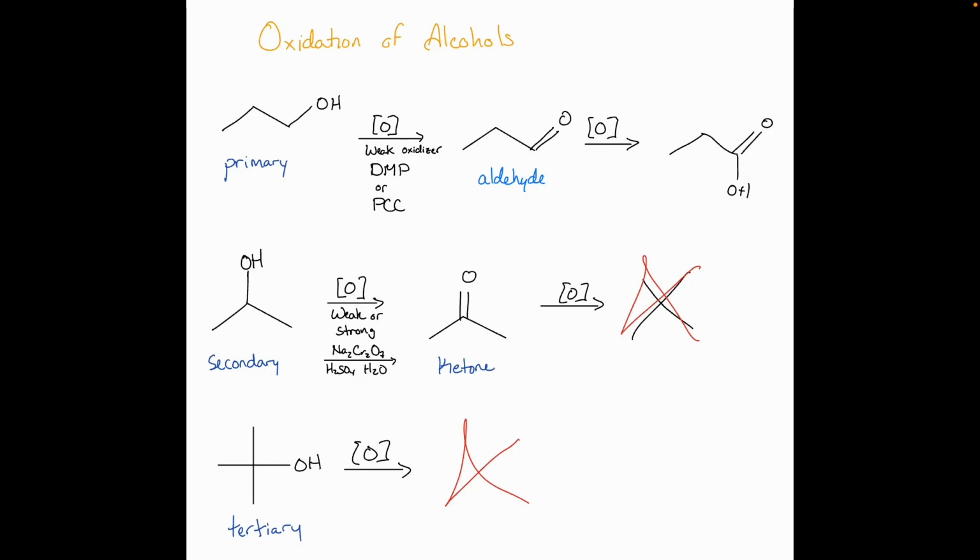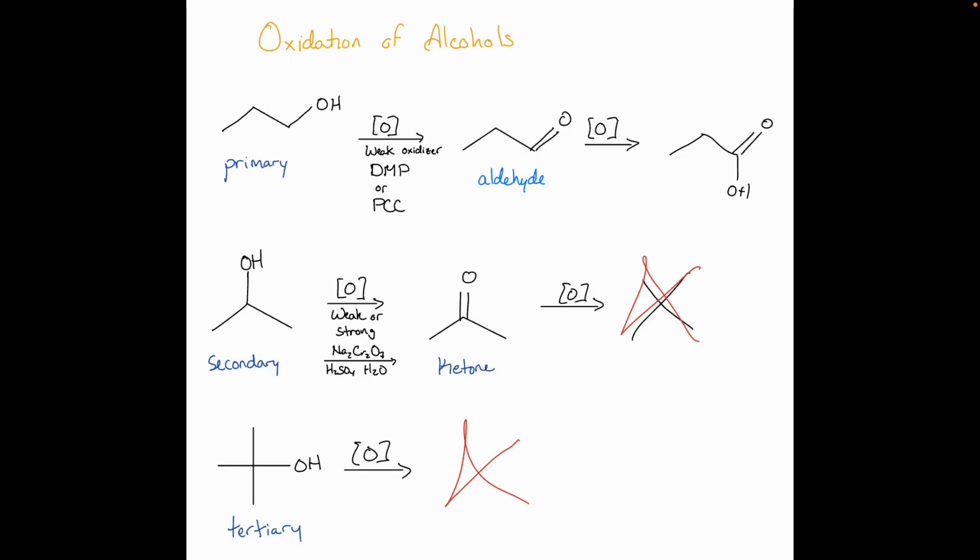All right, so this chapter is all about aldehydes and ketones. Where we left off last time was discussing the oxidation reactions that produce aldehydes and ketones. If we take a primary alcohol and oxidize it with a weak oxidizer, we get an aldehyde. If we take a secondary alcohol and oxidize it, regardless of whether we use a strong or a weak oxidizer, we get a ketone.